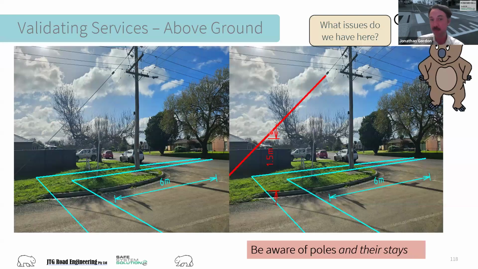And that stay wire, for example, is 1.5 meters from the edge of the path here. That's not enough clearance for the path user. Excellent work on the gas one though. Like, that's a really good pickup.